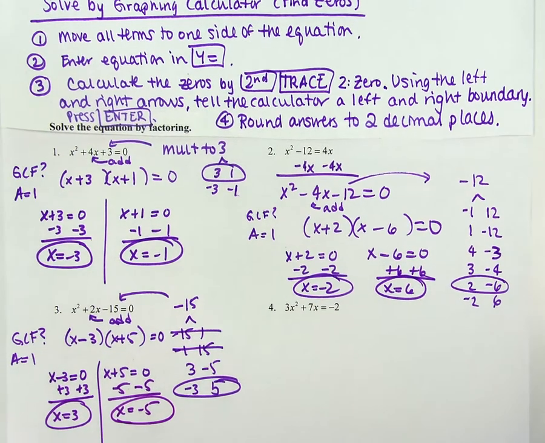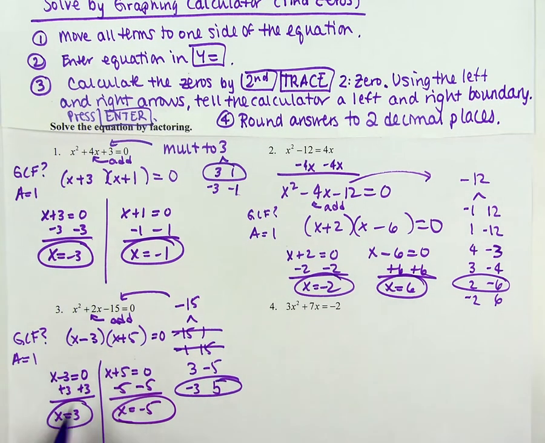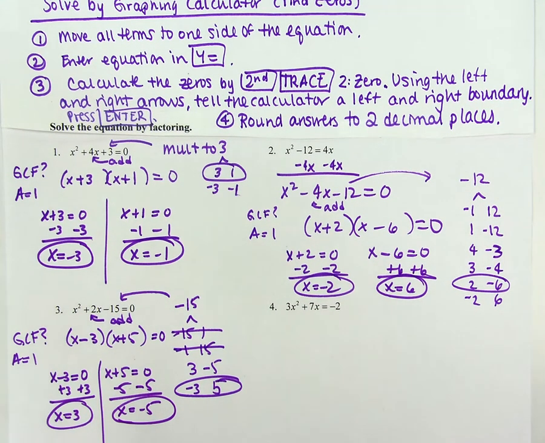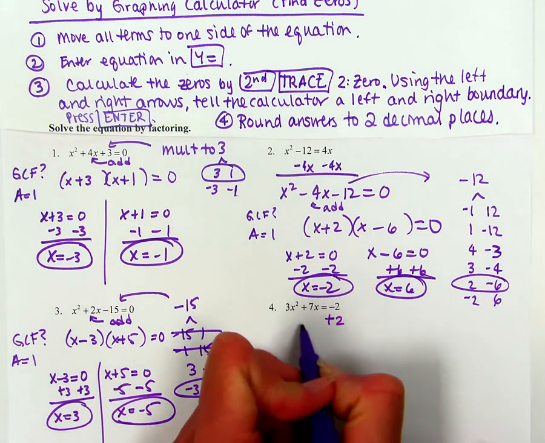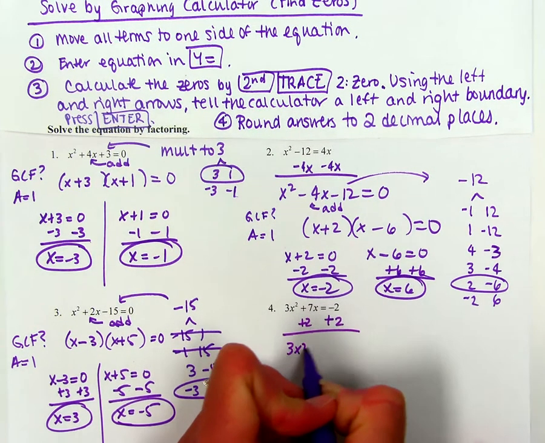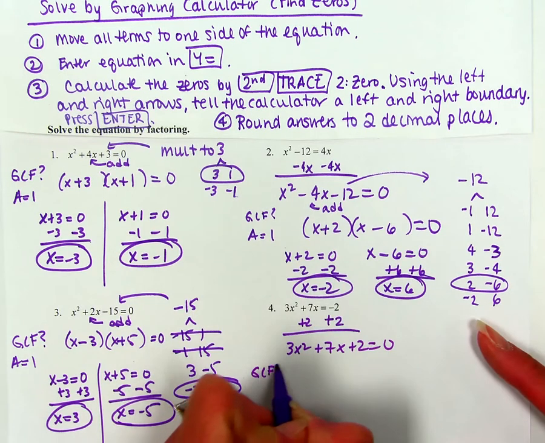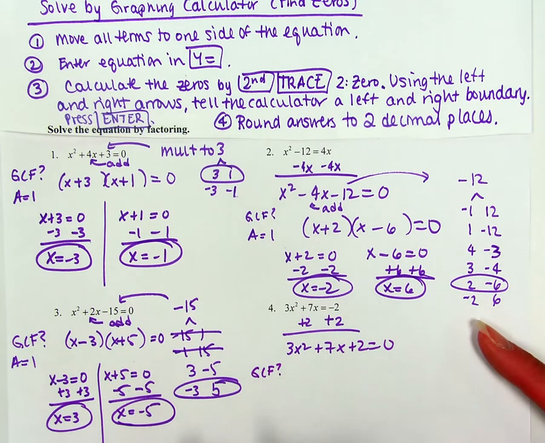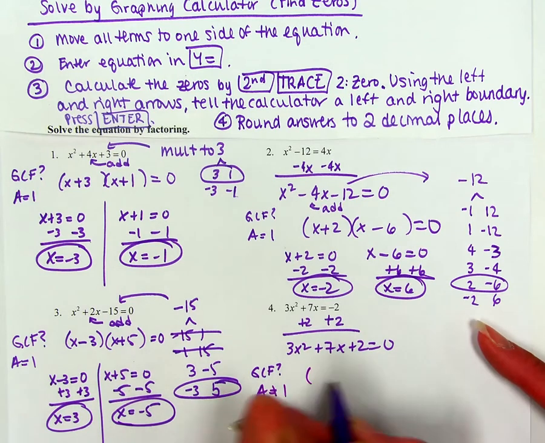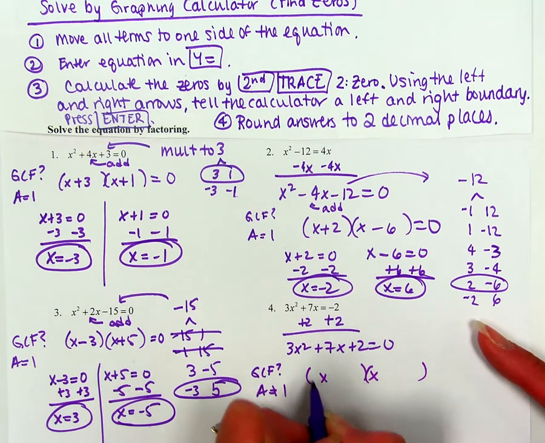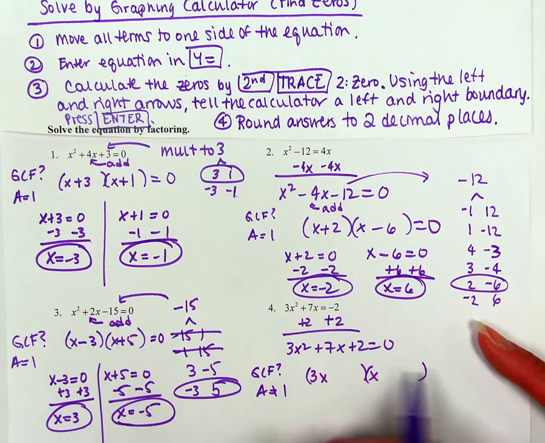The hardest part is going to be the factoring. Once you can do factoring, then these are just really quick problems. All right, this one, just like problem number 2, I need to move all my terms to the left side and then look at how can I factor it. All right, is there a GCF? Well, 3, 7, and 2 do not have a common factor, so that's a no. However, A is not 1, which means that it's not just going to be x and x, it's going to be 3x and x. So now I'm going to do the guess and check method.